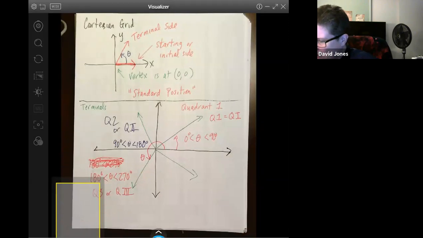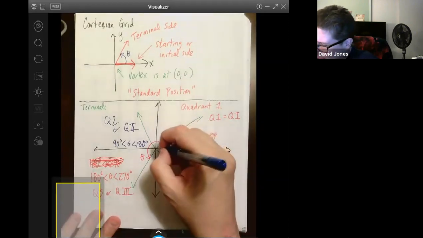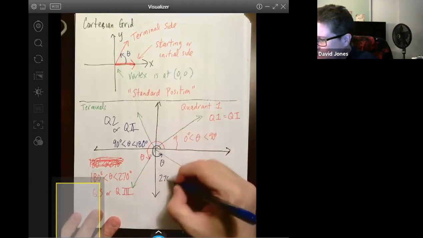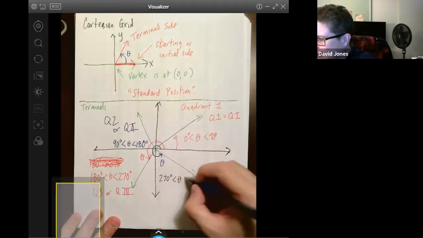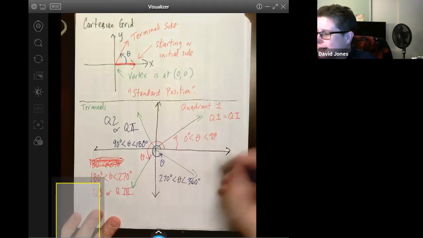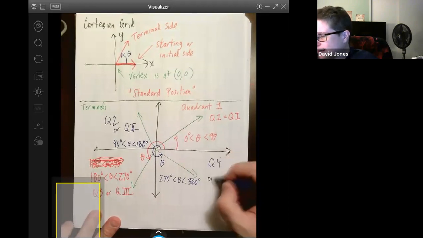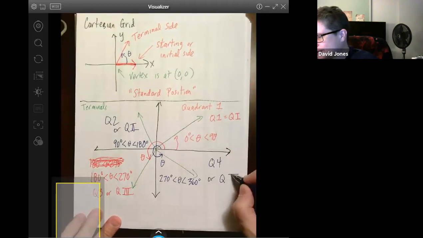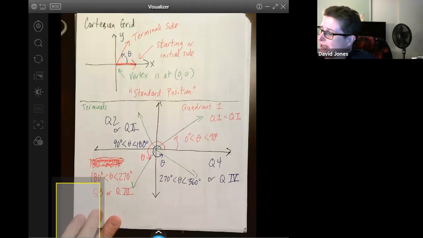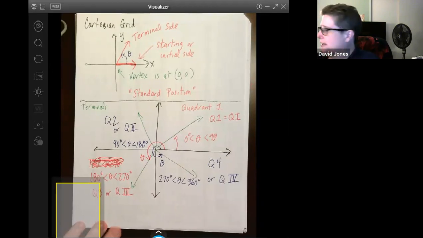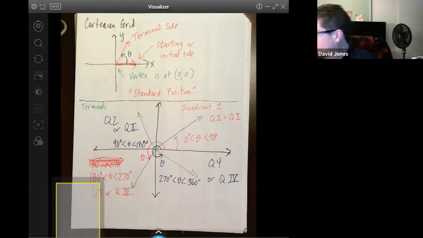And finally, when it goes all the way around into this last region, this is 270 degrees less than theta, less than 360 degrees. It's following the sequence, quadrant 4, and they don't use 3 I's, they use IV. V is 5. When you have an I to the left of a number, it means 1 less than it. 1 less than 5 is 4.